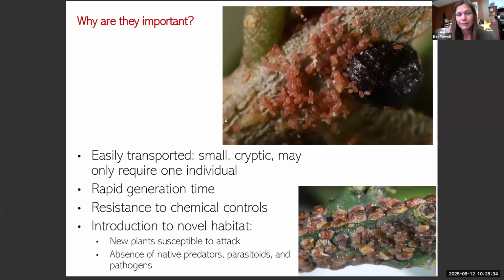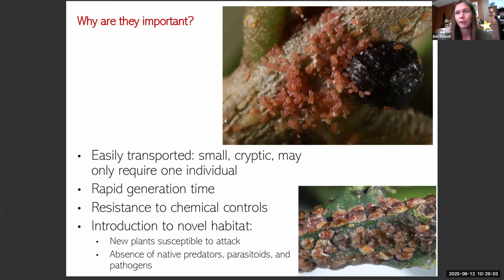They're incredibly small and cryptic. You can have just one individual that's parthenogenic that starts a whole new population in a new area. They have a rapid generation time, and Dr. Osborne's going to talk more about the chemical control side of things. That's not really my expertise, but scale insects are notoriously resistant to pesticides. And when you have a new introduction of an invasive species, these new plants that have never interacted with this insect before are particularly susceptible to infestations.